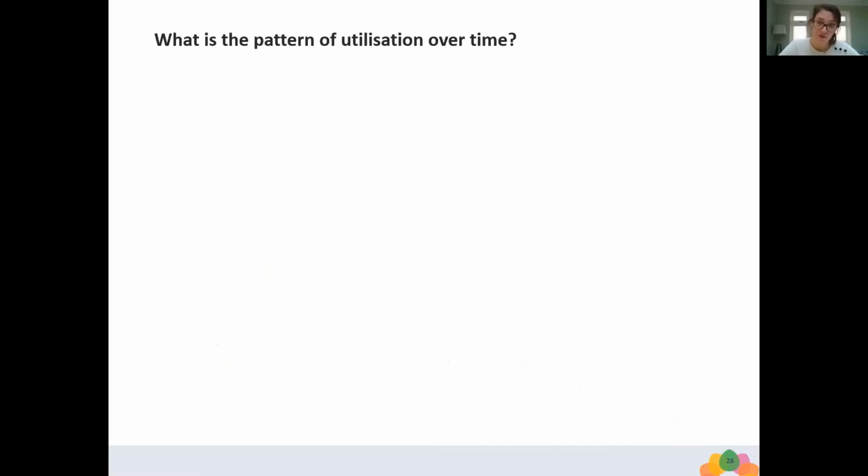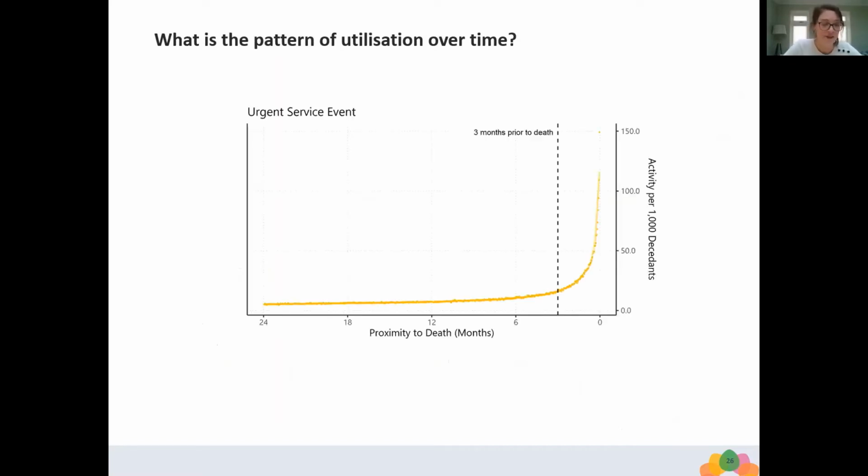So moving on from our random sample of 15, we're now going to consider everyone in the decedent population and what their pattern of use looks like by proximity to death for each activity type. So we start here by looking at urgent service events in the 2 years prior to death for Midlands adult decedents. And so we have the data points for each proximity to death.